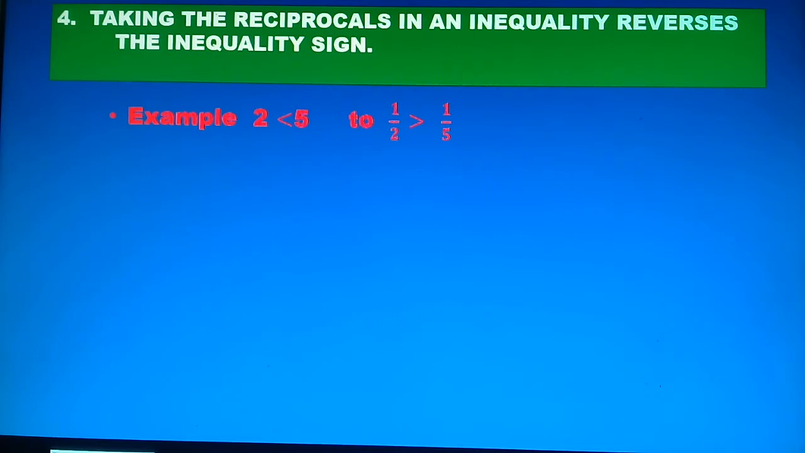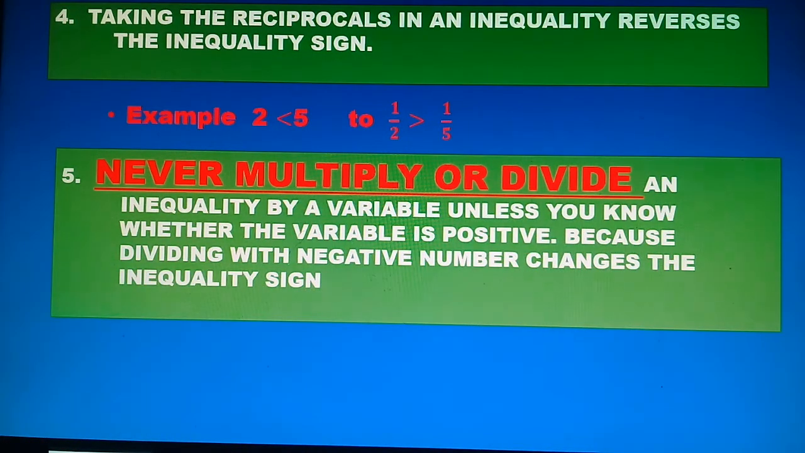Okay, let us look at rule number 5, the last rule now. The most important one. Never multiply or divide an inequality by a variable unless you know whether the variable is positive. It means when you have an inequality, please never divide or cross multiply with a variable unless you know exactly the sign of that variable. Why? Because dividing with a negative number changes the inequality sign, as we did in rule number 3. That's why we won't be able to divide with any variable, because we are not sure of the sign. It means cross multiplication in inequalities with a variable is not allowed at all. Never divide. This is our important rule, rule number 5.